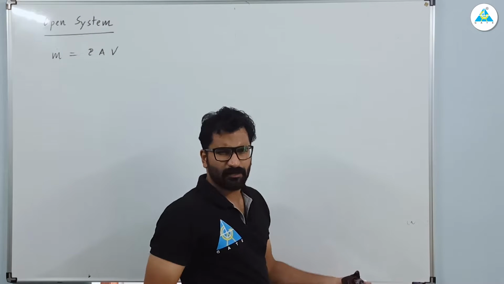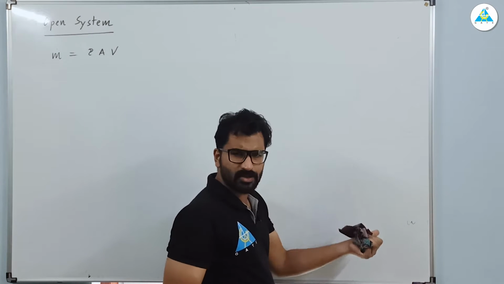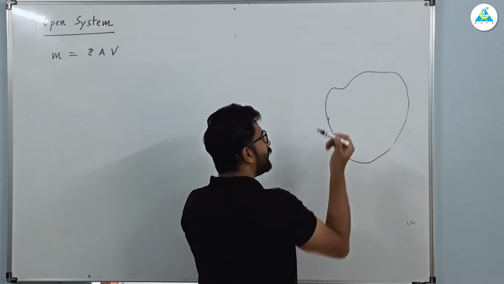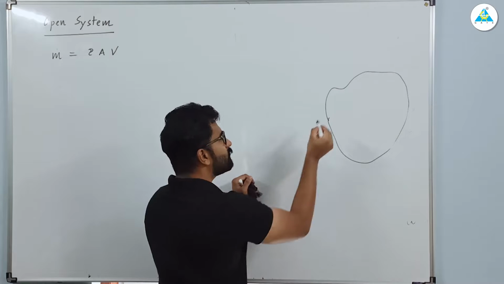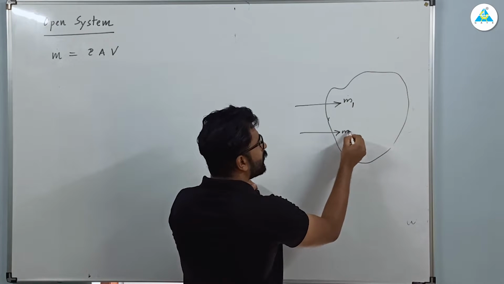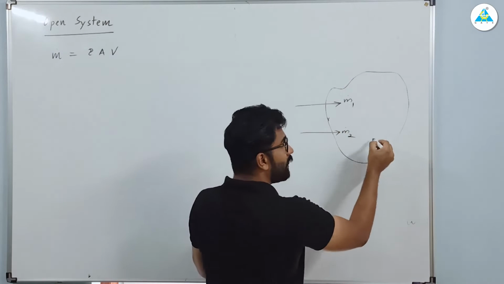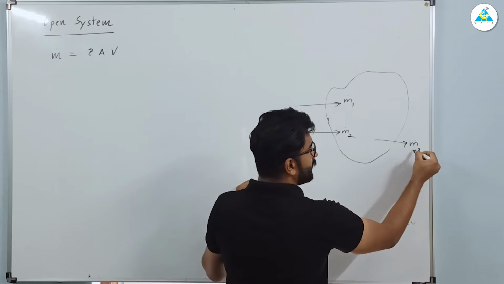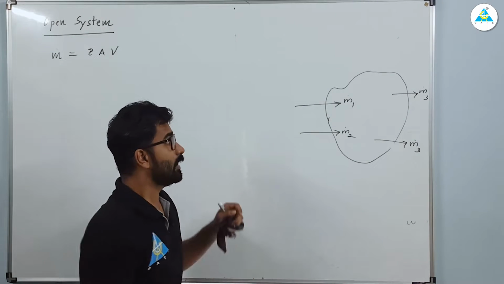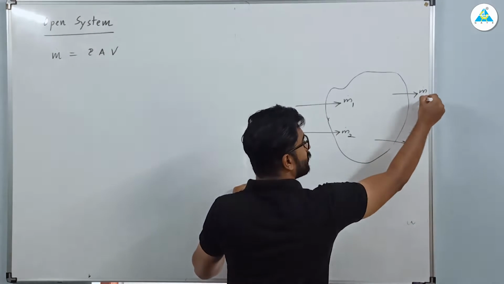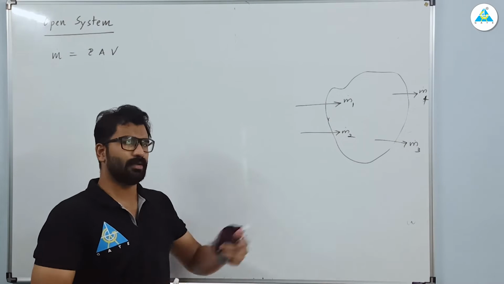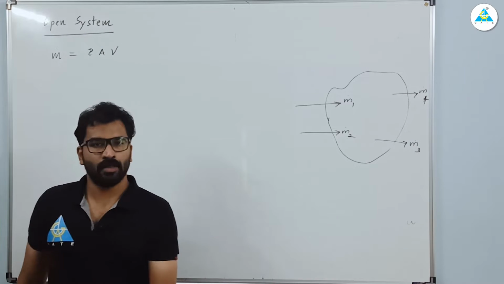It can be of any shape, right? That is, some mass should come in, some mass should go out. So if I consider a control volume like this, of any shape, I am saying mass flow rate 1 is entering, mass flow rate 2 is entering, and mass flow rate 3 is exiting and mass flow rate 4 is also exiting. That is, there are 2 mass flow rates coming in and 2 going out.